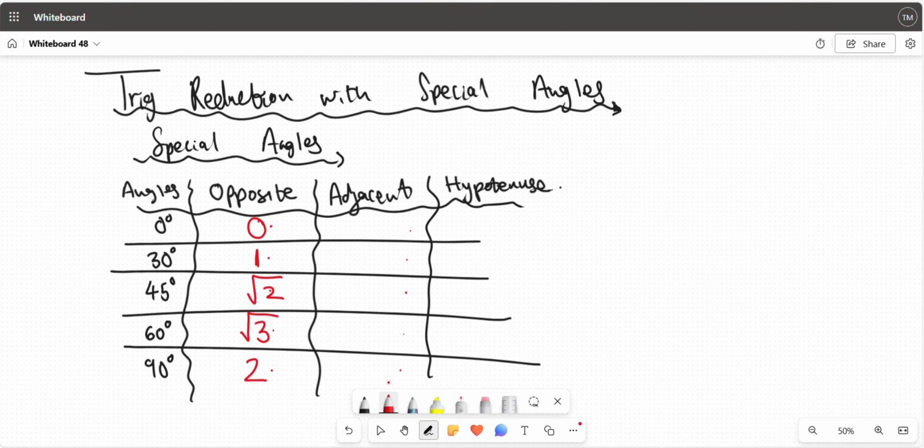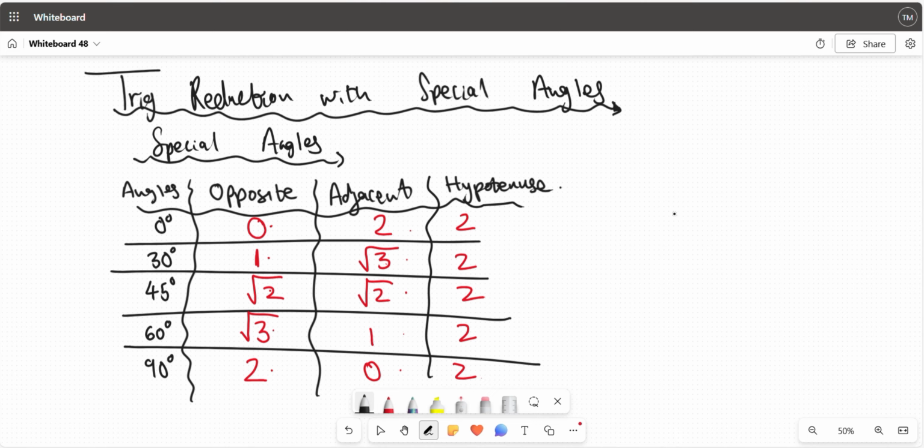And then I'll start counting from this side going up. The square root of 0 is 0. Square root of 1 is 1. Square root of 2 is root 2. Square root of 3 is the square root of 3. And lastly, the square root of 4 is 2. Then in this last column, we just have 2's. Our hypotenuse is always 2's. So that's how you come about making the table.